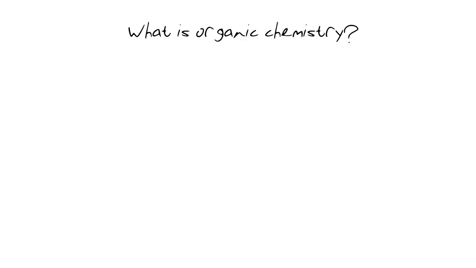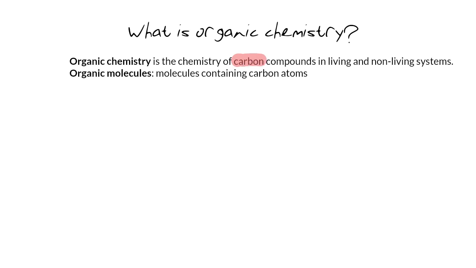So up until now, all we've had to deal with was inorganic chemistry. Now we're going to look at a totally new topic in chemistry, which is organic chemistry. Organic chemistry is the chemistry of carbon compounds in living and non-living systems. And organic molecules are molecules containing carbon atoms. They have other types of atoms in them as well, but they mostly contain carbon atoms.